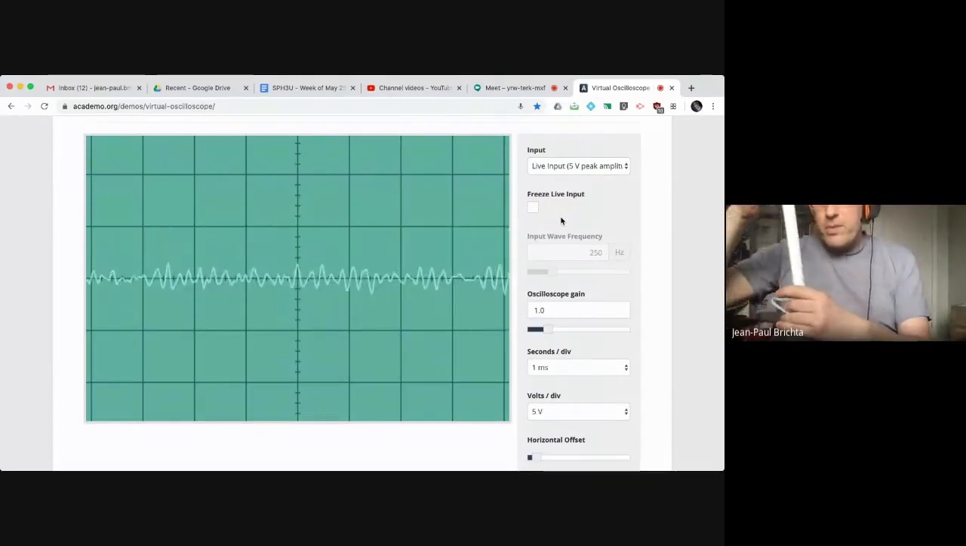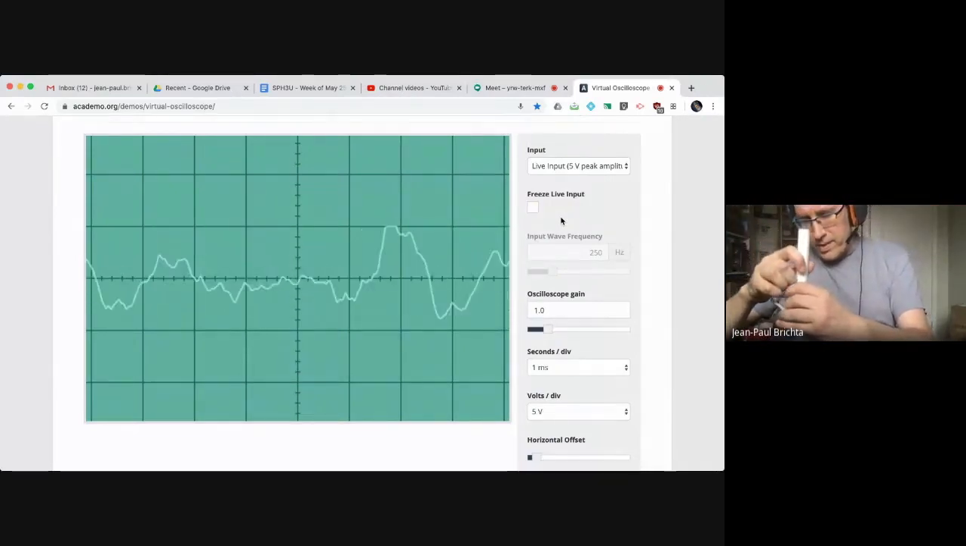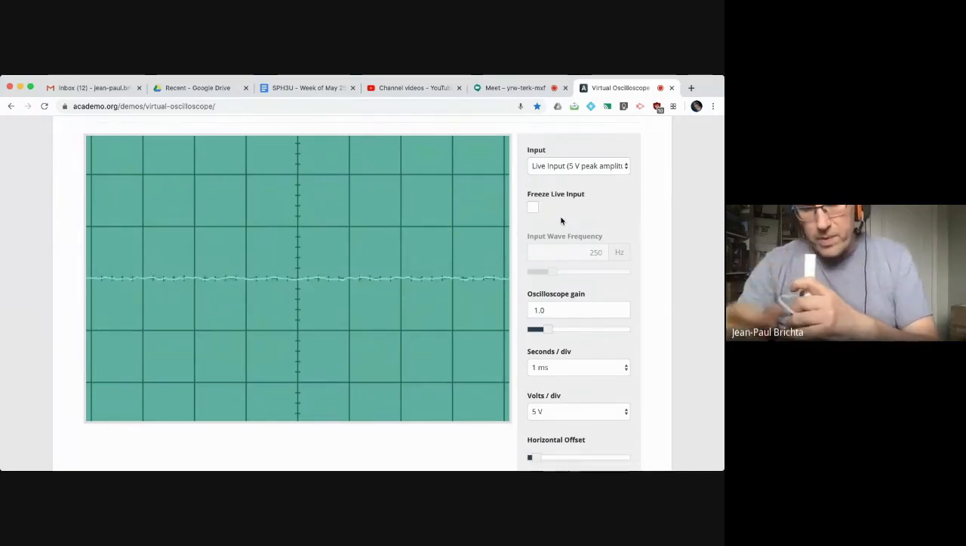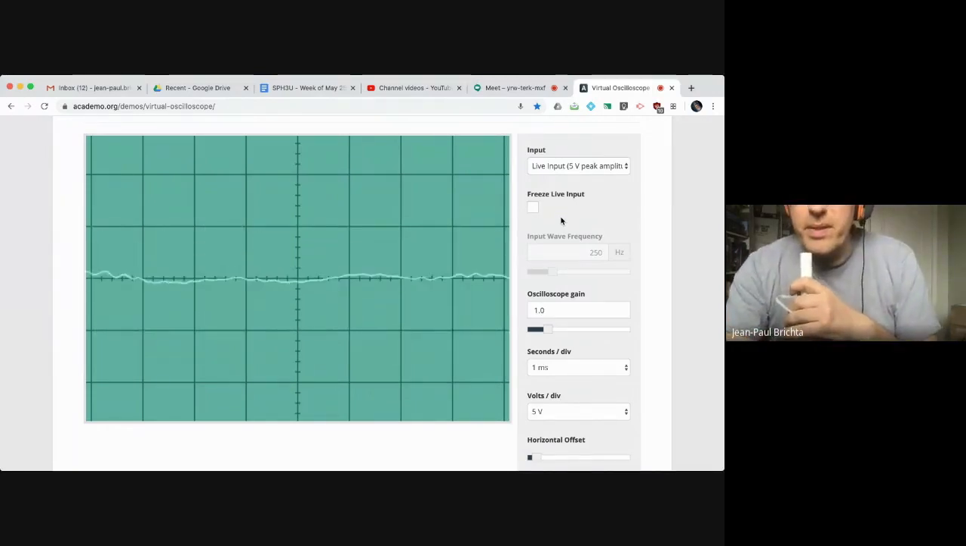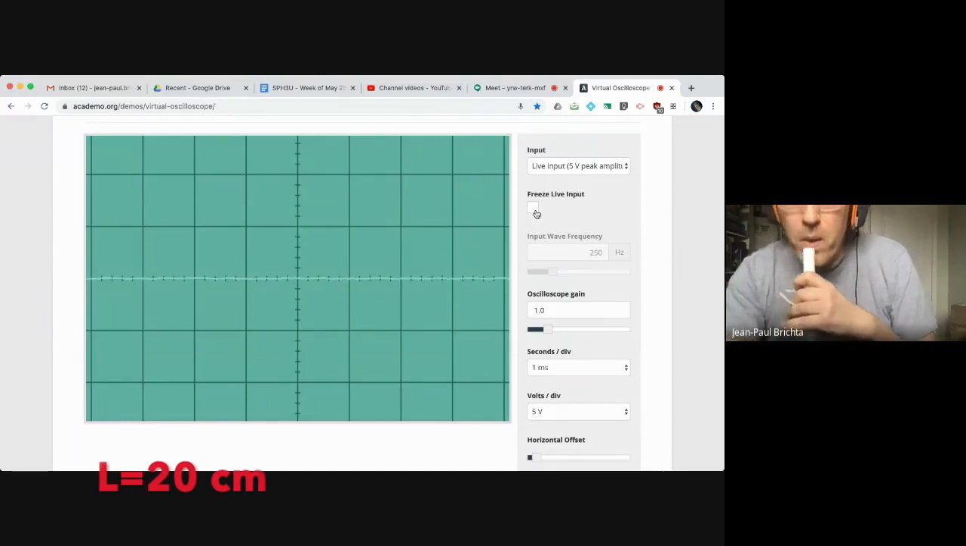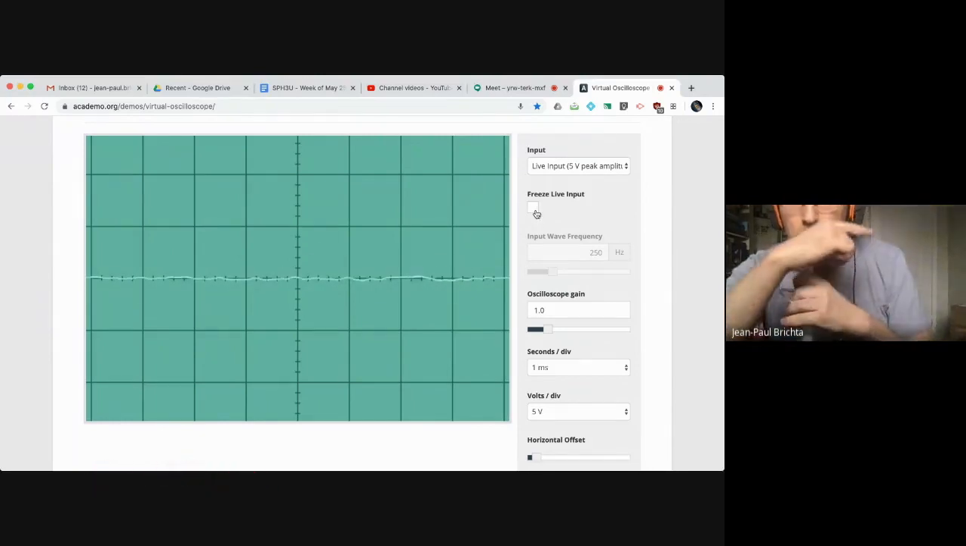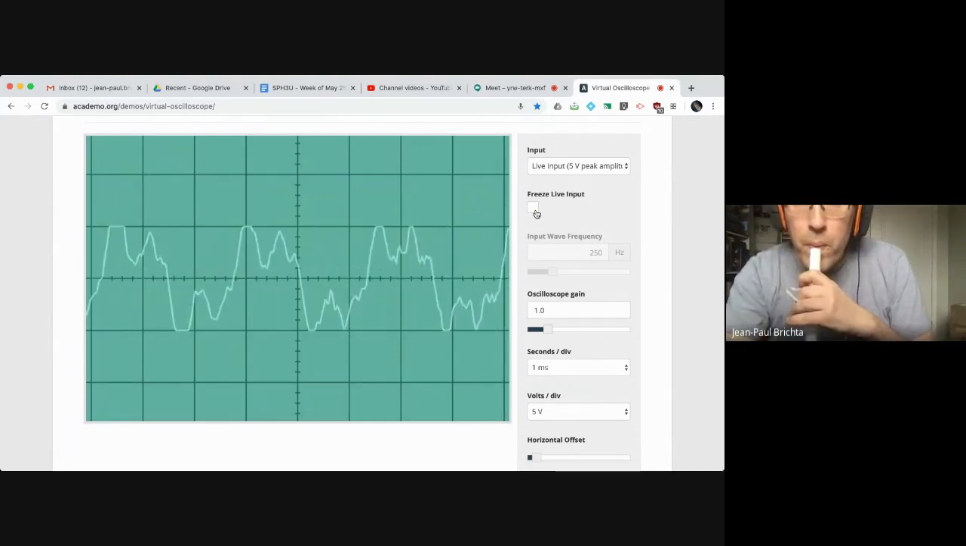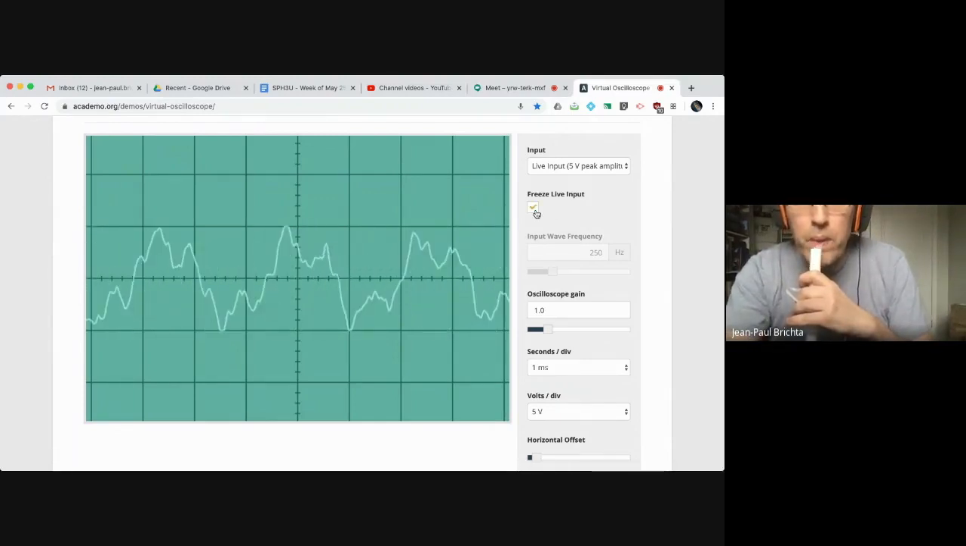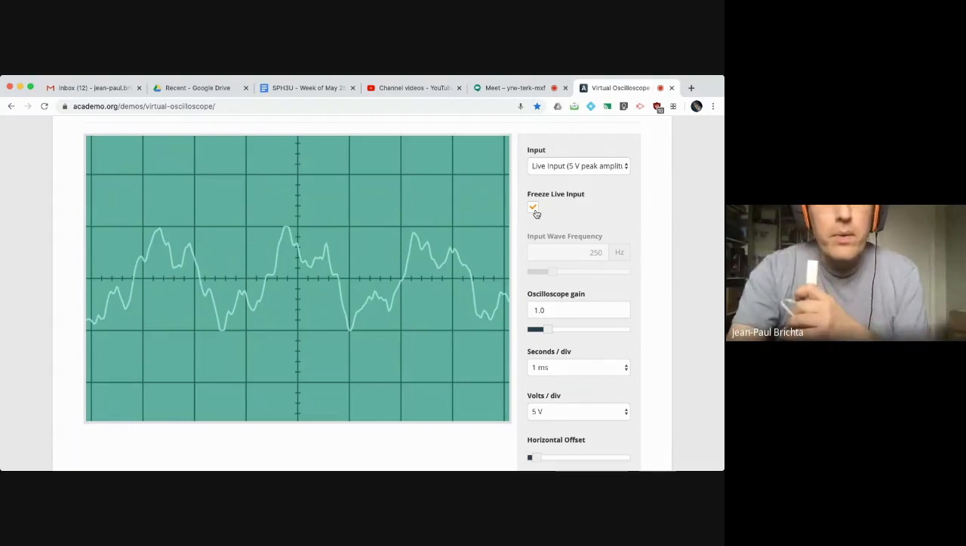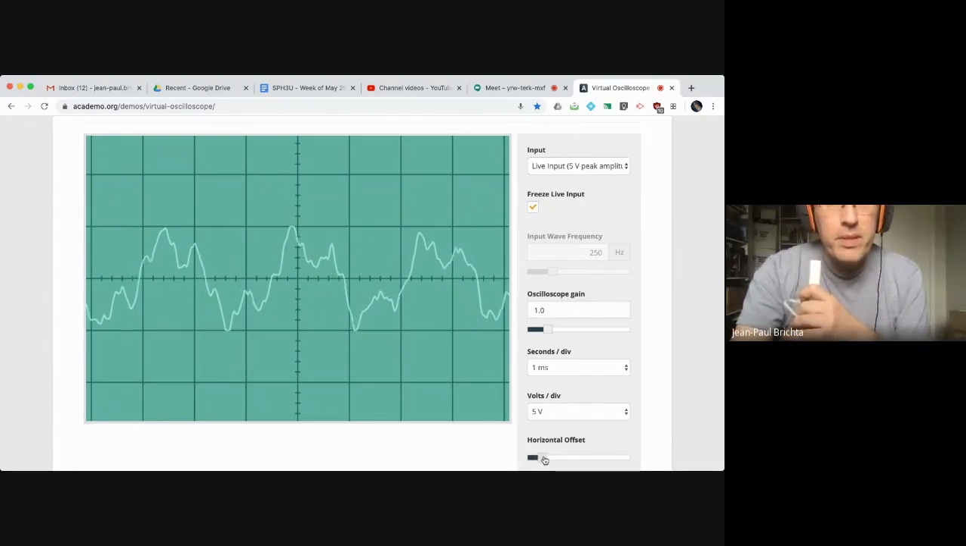Okay, everyone, I'm going to start off at 20 centimeters because the way I've cut this tube, that's about the shortest I can get. So this first one is 20 centimeters. Here we go. Okay, so there's the waveform for 20 centimeters.